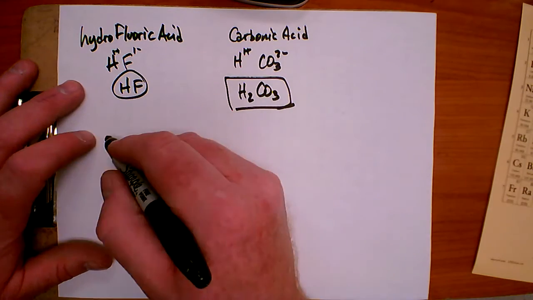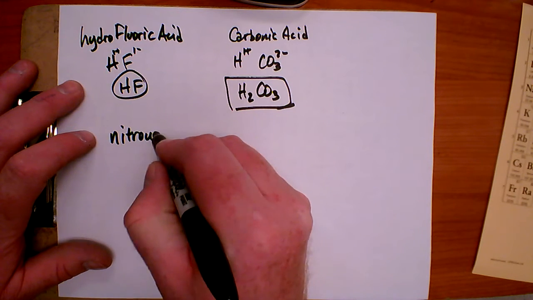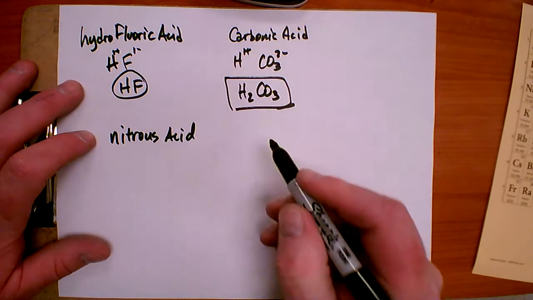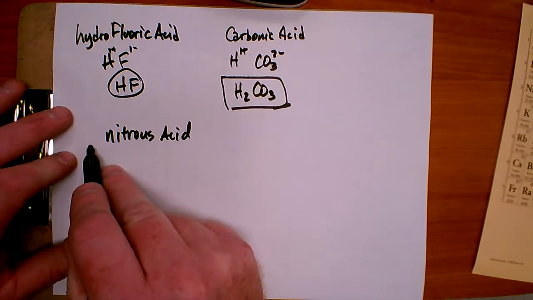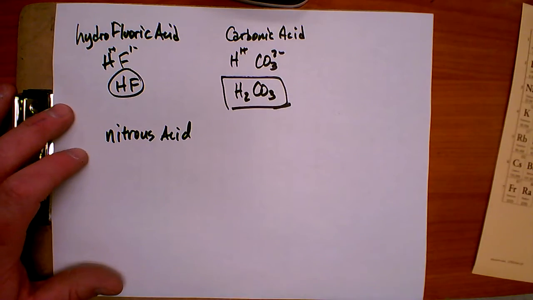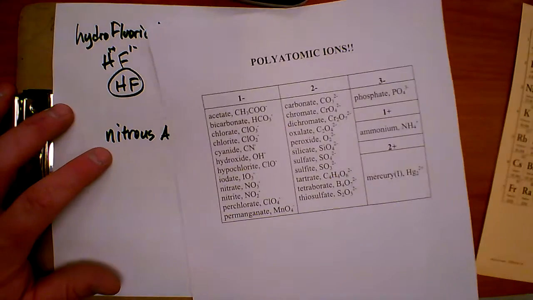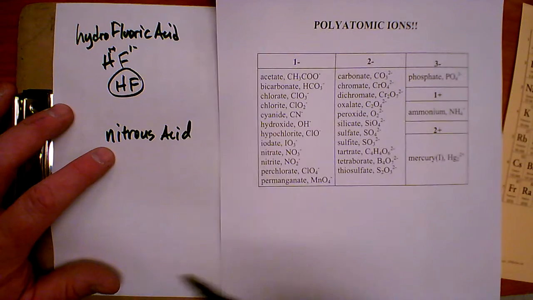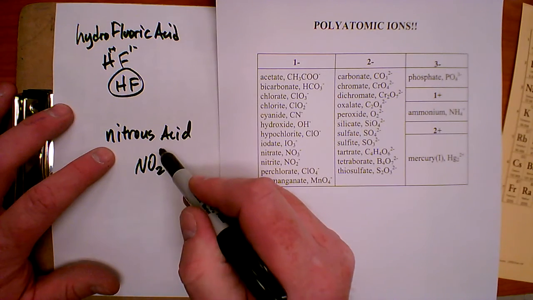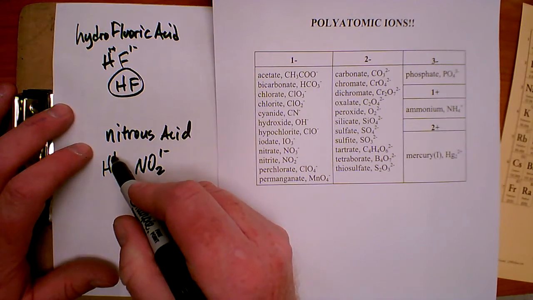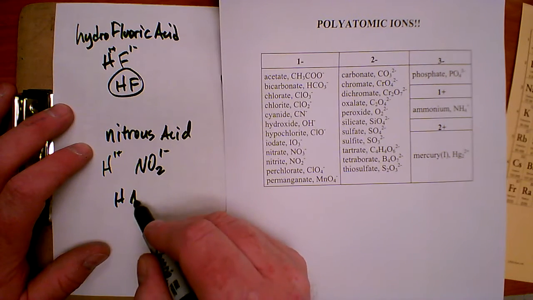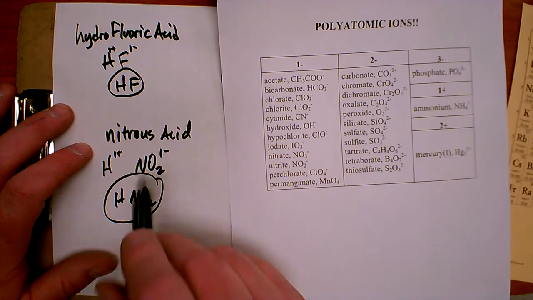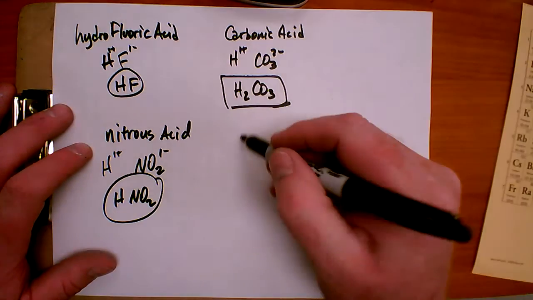How about nitrous acid? Nitrous, notice there's no hydro, so I know this is ternary. Ous comes from ite, so nitrous. I'm looking for nitrite. Look on my chart. Nitrite is NO2 with a charge of 1 minus. Hydrogen, of course, is a 1 plus, so that's just HNO2. That is nitrous acid. How about hydrosulfuric?